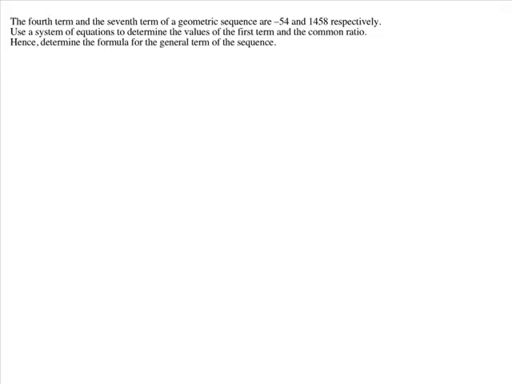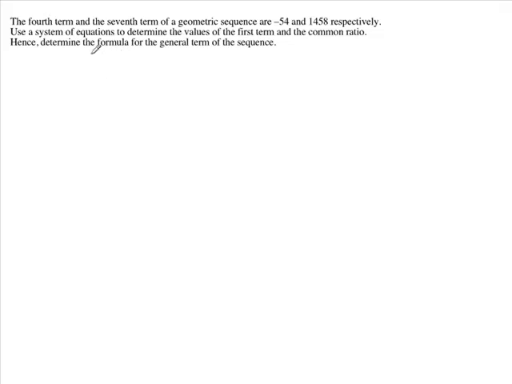Going again. They've given us an even nastier geometric sequence to tangle with here, so let's see if we can do anything with this. The fourth and seventh terms of a geometric sequence are given. Use a system of equations to determine the values of the first term and the common ratio.